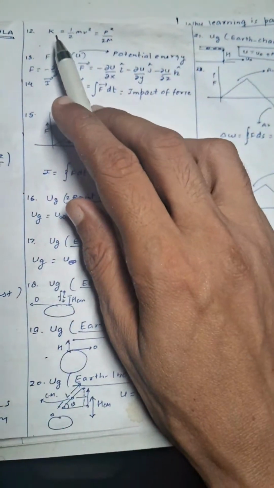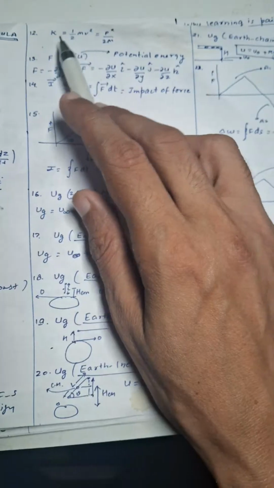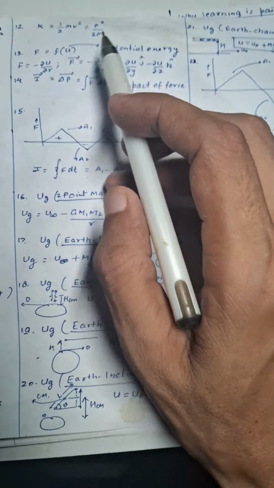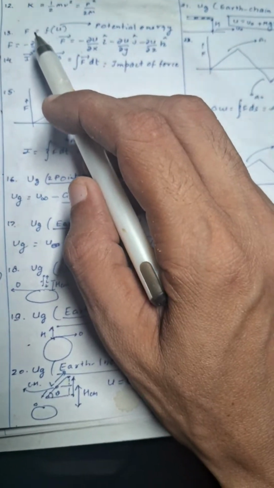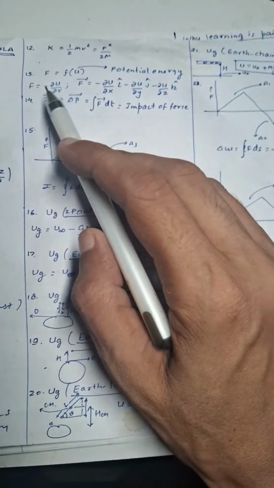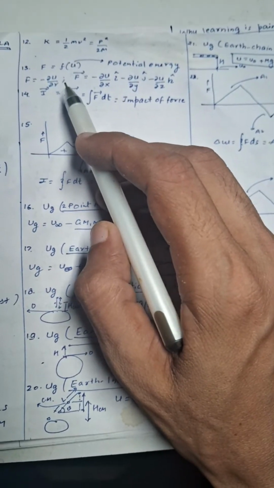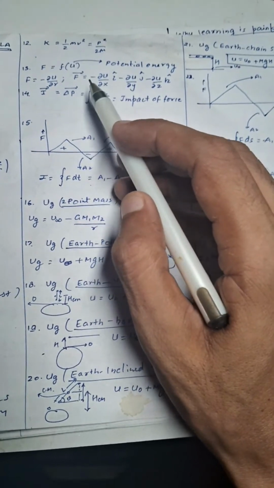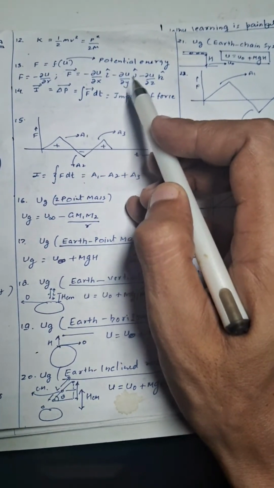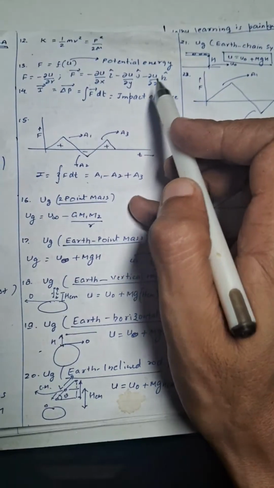Then we have another result for kinetic energy, which can be written as half mv square or p square by 2m. Then we have force as a function of potential energy, so it's given in 3D form as F equals minus du by dr, or in vector form it can be written as F is minus del u by del x i cap minus del u by del y j cap minus del u by del z k cap.